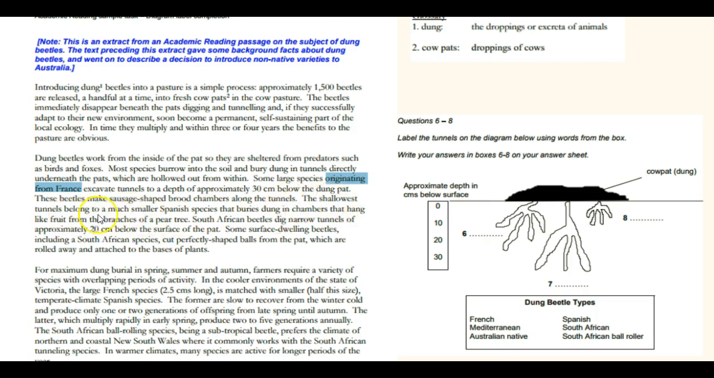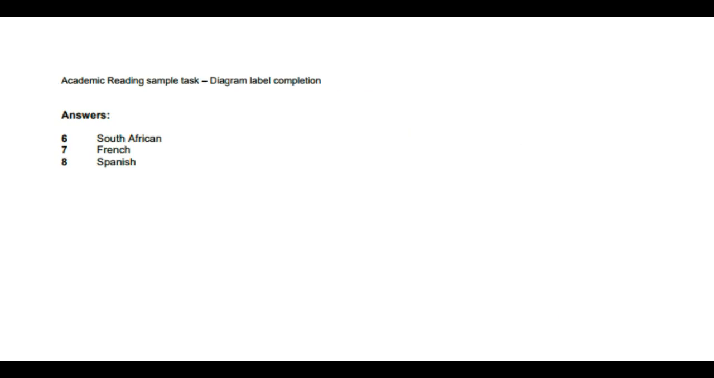The shallowest tunnel belongs to a much smaller Spanish species that buries down in chambers that hang like fruit from the branches of a pear tree. So we have another word, smaller. It doesn't mean shallowest, but maybe it can give you a clue. Here we have the word Spanish, and we have the shallowest. We don't have a number, but we know it's the shallowest. So we're going to put the word Spanish here. And finally you end up with the answers: 6 South African, 7 French, and 8 Spanish.